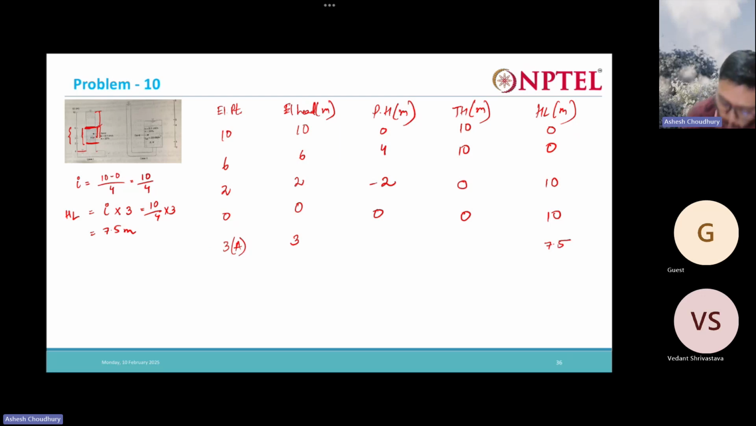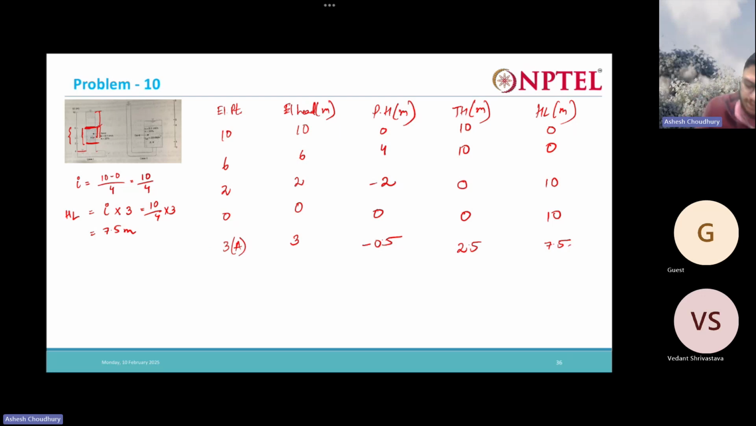So what is the total head here? Obviously the total head is going to be 2.5, then only my head loss becomes 7.5. If the total head is 2.5, the pressure head is going to be minus 0.5. That's how you need to back calculate it. This way you calculated the elevation head, the pressure head, and the total head at all the required points. I hope you understood this point.